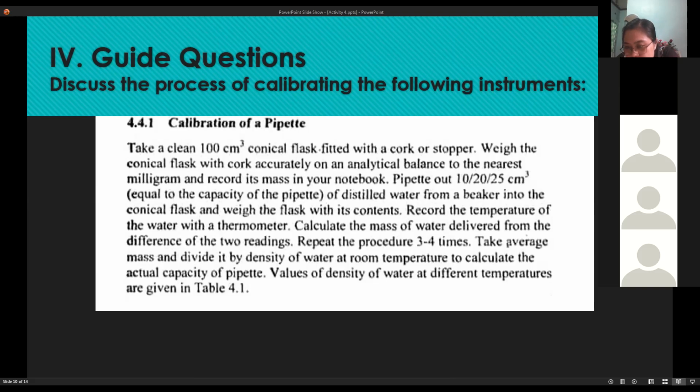in your notebook. Then take the pipette, either 10, 20, or 25 cm³, equal to the capacity of the pipette, and transfer the distilled water from a beaker into the conical flask and weigh the flask with its content. Then record the temperature of the water with a thermometer. Calculate the mass of the water delivered from the difference of the two readings. Repeat the process 2 to 3 times. Take the average of the mass and divide it by the density of the water at that temperature to calculate the actual capacity of the pipette.